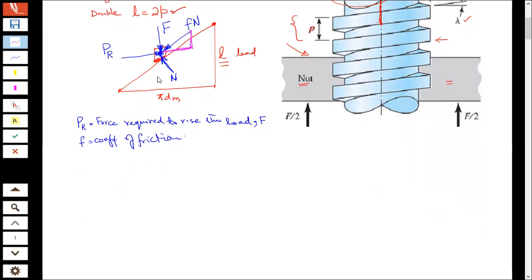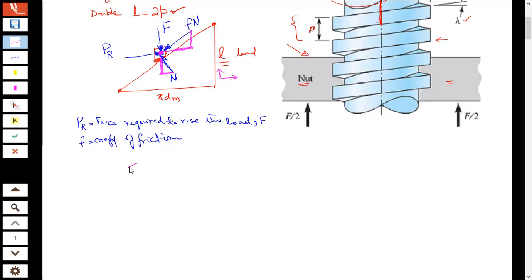Okay? And I'll also have two components of this normal over here, the horizontal and the vertical. Okay? So what I'm going to do over here is I can go ahead and say if I have static equilibrium over here, what I'll have is that I will balance the forces. Let's say this is my horizontal and vertical direction, right?